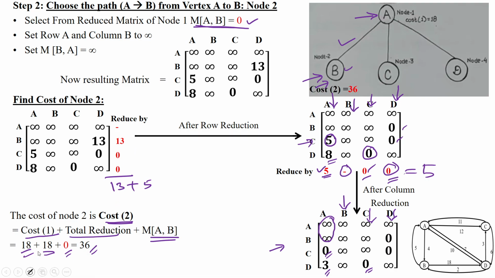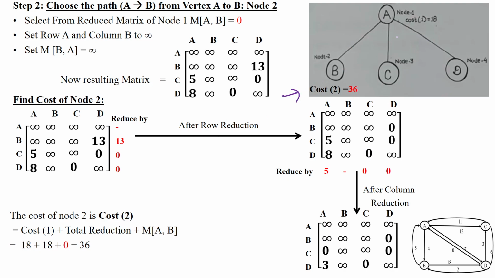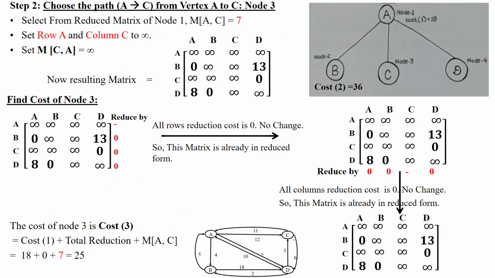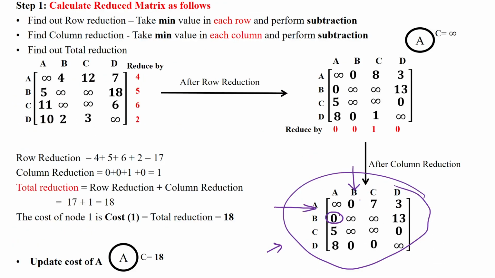After updating the cost of node B to 36, another possibility is A to C. For A to C, again you have to take the previous slide, the cost matrix of node A. From the reduced matrix of node 1, we have to select the position M of A comma C, and see that value, which is available here in the node 1 cost matrix.